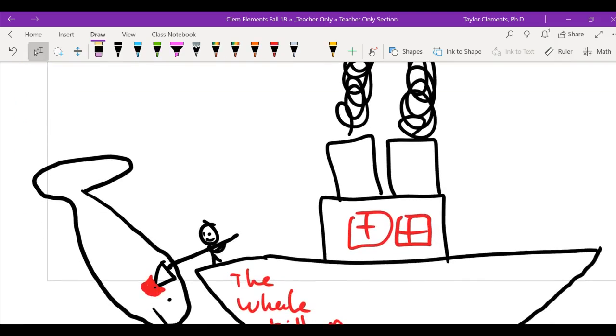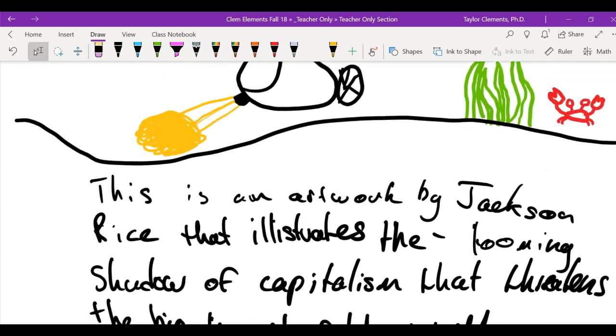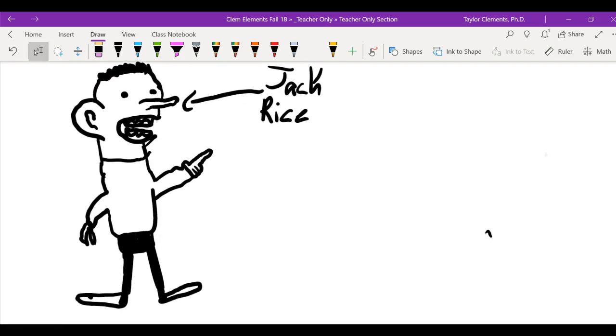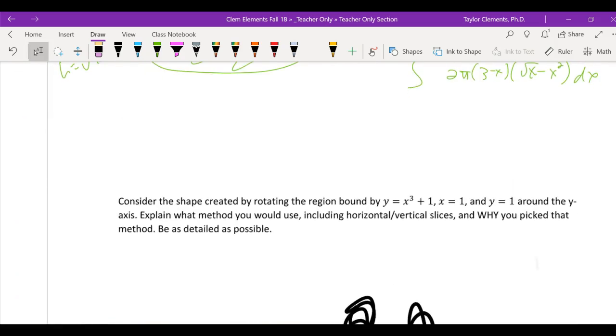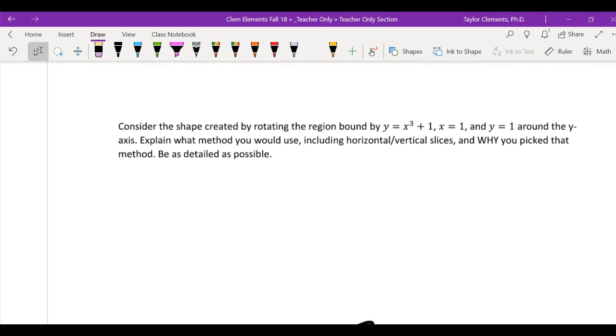What the? Okay. All right. I'm just going to erase the other way. Consider the shape rotating. That's really annoying.